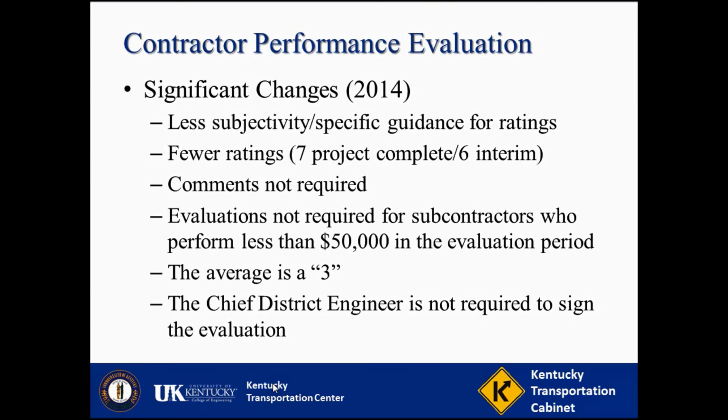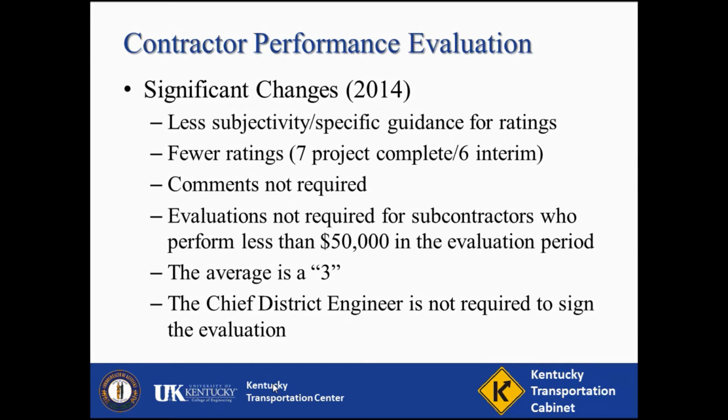To note some of the significant changes under the new form, it is a much more objective rating system as there are specific criteria for selecting a score. There are substantially fewer rating categories, which were determined by a significance analysis of the old form. Where there were once 17 ratings for the system, now there are only 7 ratings for a project completion evaluation or 6 for the year-end or interim evaluations. Comments are not required for the individual ratings, though a comment area is provided for use as desired.